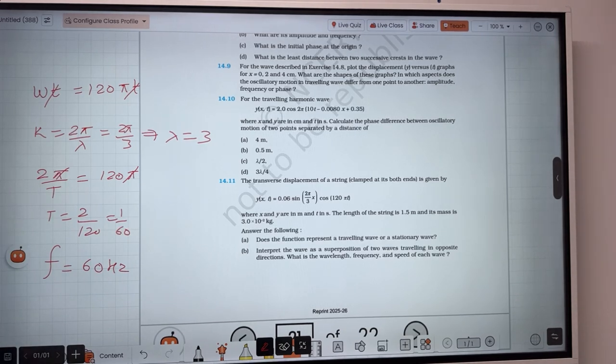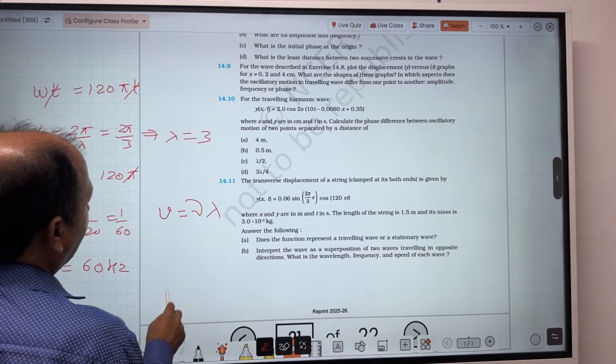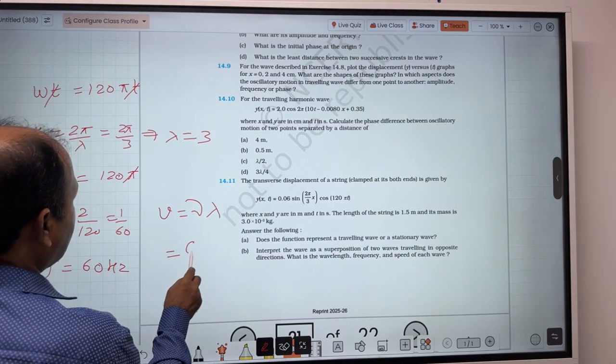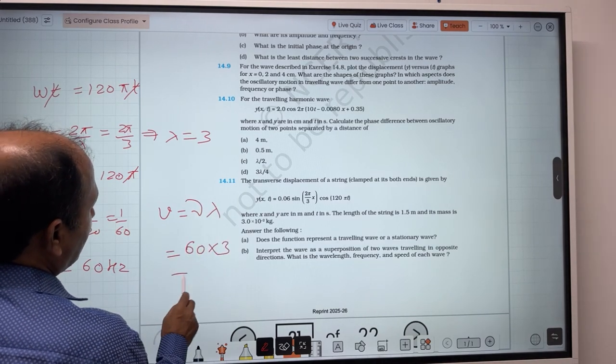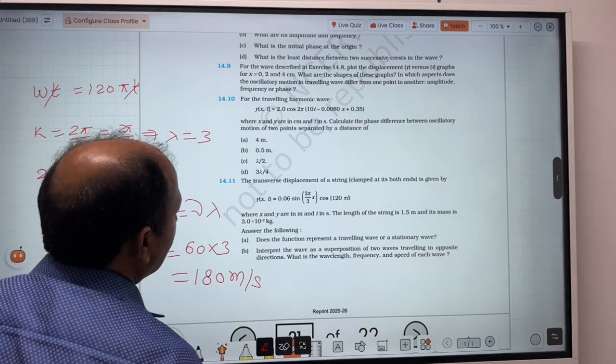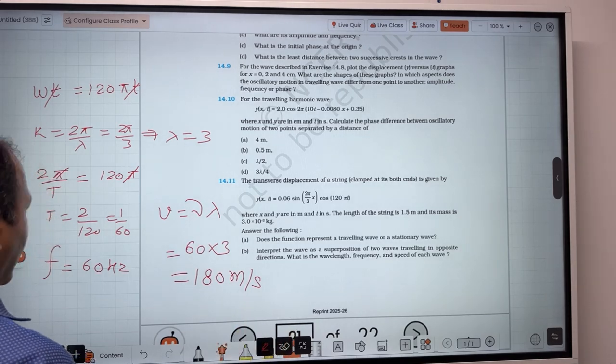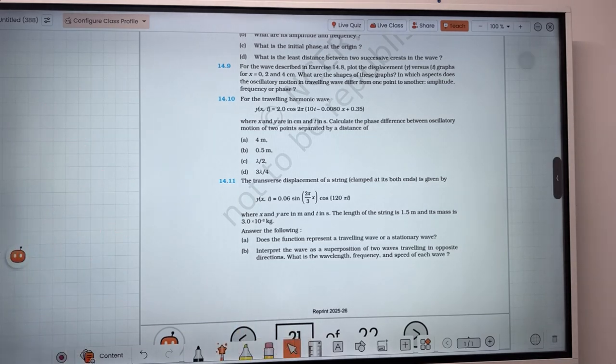Now we can find the velocity. So velocity will be how much? v equal to nu lambda, right? So nu is 60 and lambda is 3, so it is 180 meter per second. So we have got the basic points that were required.